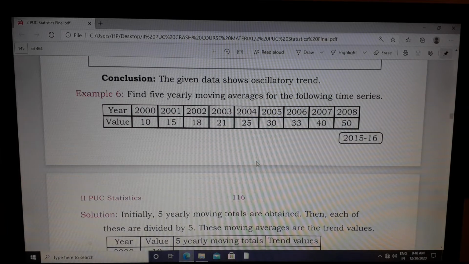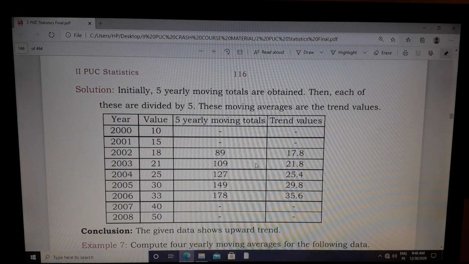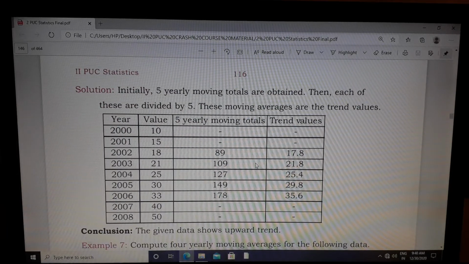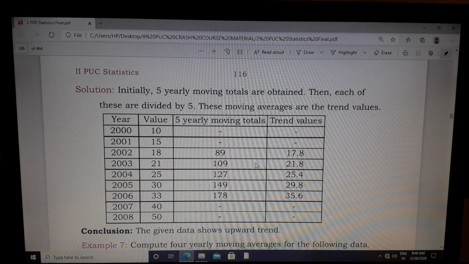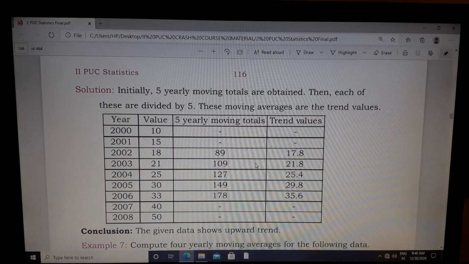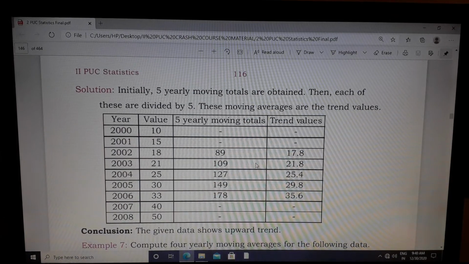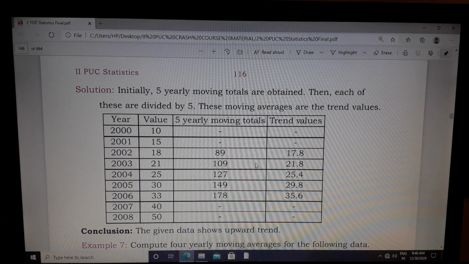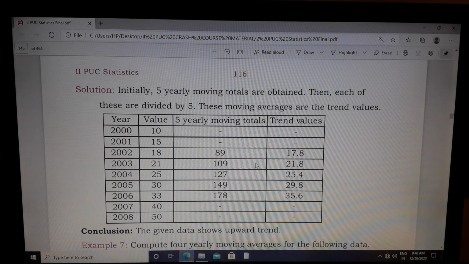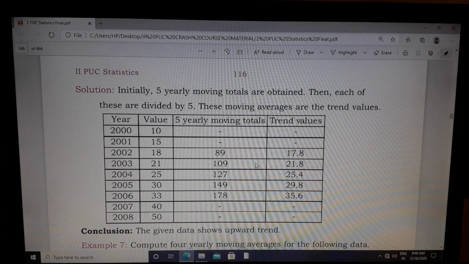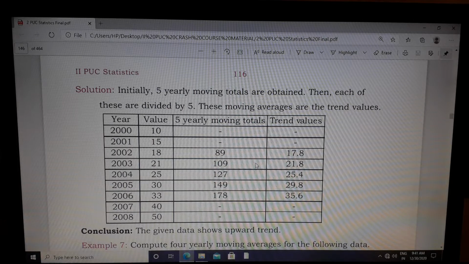Now here in the problem, how we have calculated, just look at it. Initially 5 yearly moving totals are obtained, and then each of these is divided by 5. These moving averages are the trend values. Clear? So now the years 2001 to 2009 and the values 10, 15, 18, 21, 25, 30, 33, 40, 50. Now the 5 yearly moving totals.